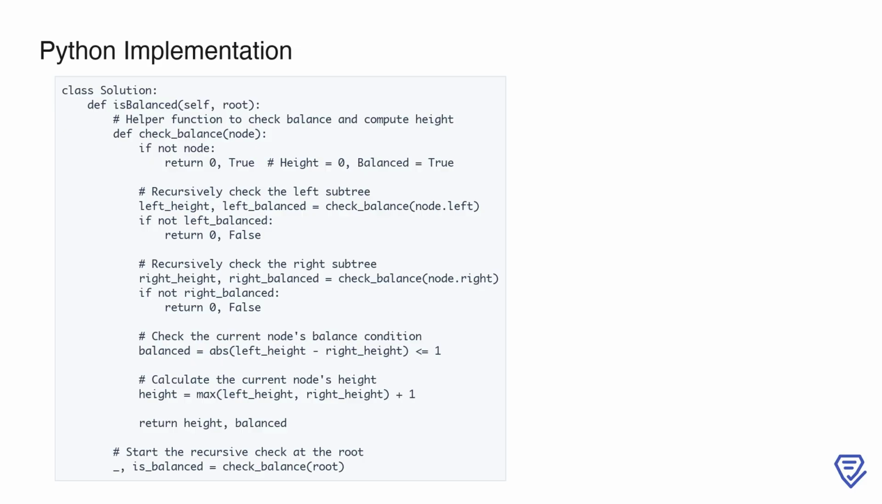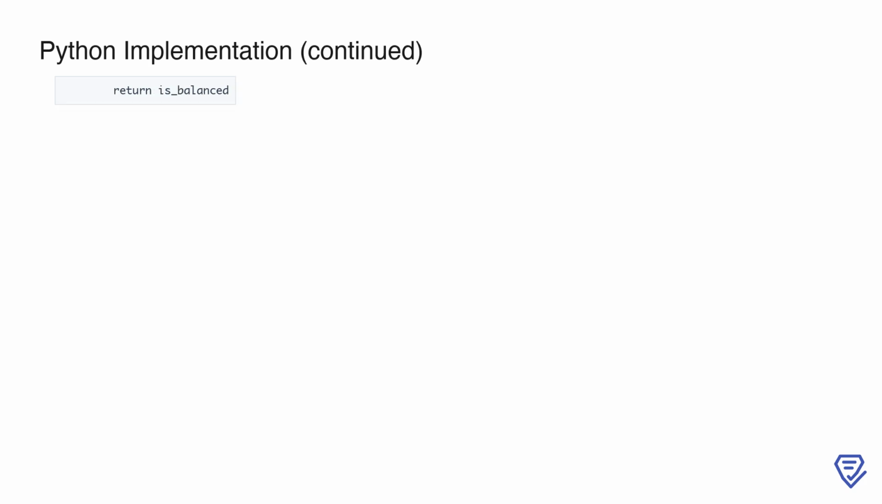This function then returns the height and whether the subtree rooted at the current node is balanced. After defining the helper function, we kick off the recursive process by calling check_balance on the root of the tree. The result is a tuple, but we only need the second value, is_balanced, which indicates whether the entire tree is balanced. This value is then returned as the output of the isBalanced method, completing the implementation. By using this approach, we ensure that the tree is evaluated in a single traversal, making the solution efficient with a time complexity of O(n), where n is the number of nodes in the tree.